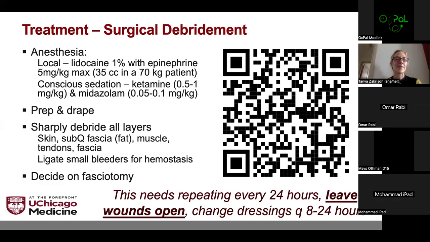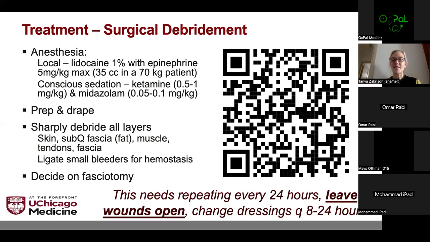So you want to prep and drape in the standard sterile fashion, and you're going to sharply debride all layers. If you can maintain as much skin as possible, that's good. Subcutaneous fascia is not very perfused, so you want to make sure that you remove it because it has a propensity of dying quite easily and becoming necrotic. The muscle, again, cut into it to know if it's viable or not. Tendons, if you can preserve them, that's important, and you want to make sure they're moist afterwards. And the fascia that sits on top of the muscle too, you might need to debride that.